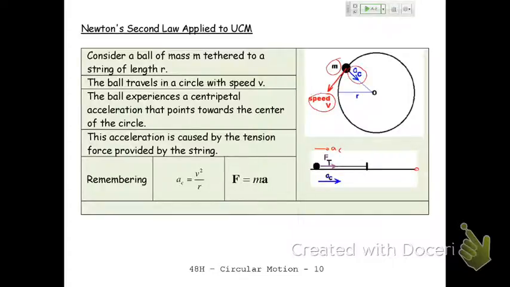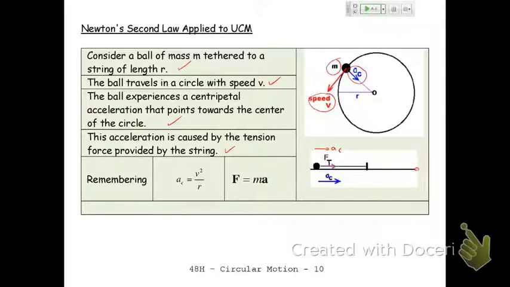So consider a ball of mass m tethered, that means tied to some pivot point by a length of string r. The ball travels in a circle with a speed v. The ball experiences a centripetal acceleration that points towards the center of the circle. That's the way it works. The acceleration is caused by the tension provided by the string. Without that tension, you don't go in a circle. You're going to continue in a straight line.